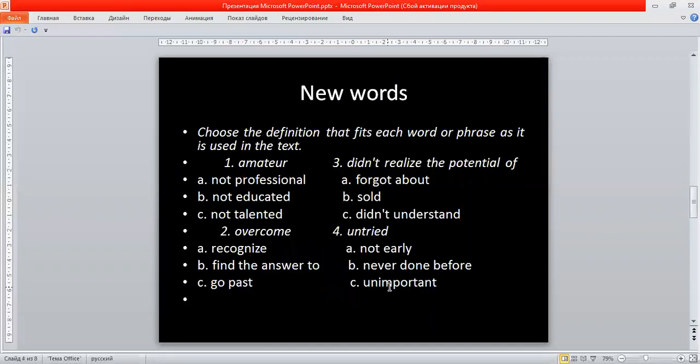Okay, the next task is new words. Choose the definition that fits each word or phrase as it is used in the text. Amateur: not professional, not educated, not talented. Overcome: recognize, find the answer, go past. Didn't realize the potential of: forgot about, didn't understand. Untried: not early, never done before, unimportant.